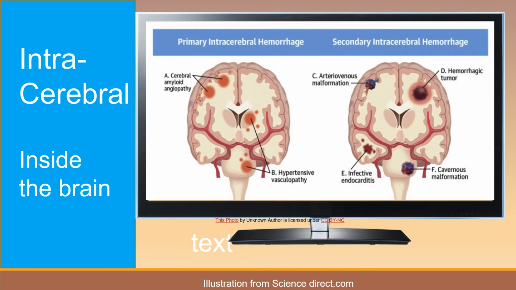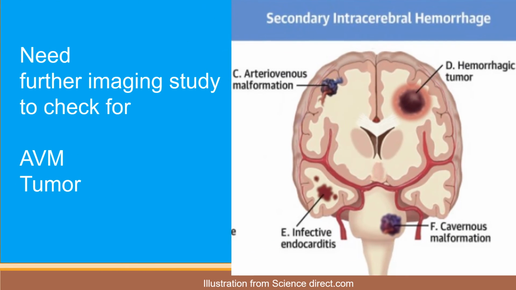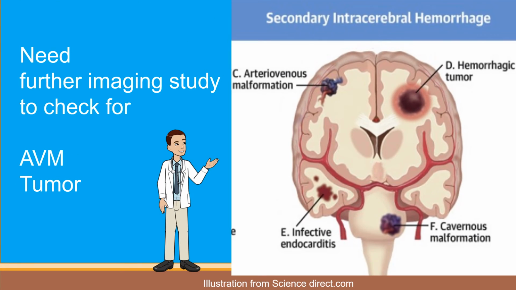Intracerebral hemorrhage means bleeding inside the brain. Other than the primary intracerebral hemorrhage, we can also have a secondary intracerebral hemorrhage. Secondary intracerebral hemorrhage can be caused by arteriovenous malformation like AVM or from a tumor. It can also be caused by cavernous malformation or infective endocarditis.